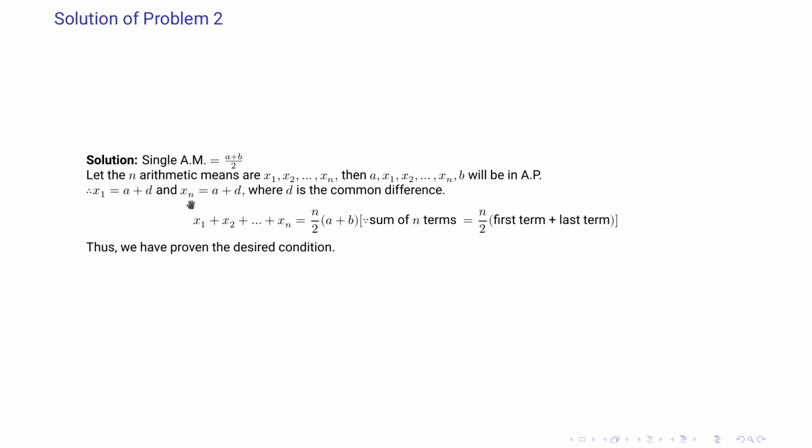So x1 is a plus d and xn is equal to a plus d. Sorry, this is a mistake. xn would be a plus nd, right? Not d. So x1 plus x2 plus up to xn is equal to n by 2 into (x1 plus xn). That is, sum of n terms is equal to n by 2 into (first term plus last term). So here the first term is x1 and xn is the last term. When you sum x1 and xn, that will be equal to the sum a plus b. So now you can clearly see that n by 2 into (a plus b) is n times (a plus b) by 2, and that's how we have proved the desired condition.